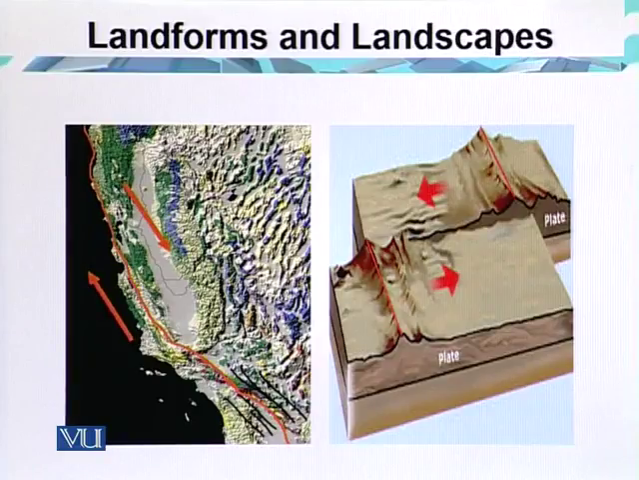So this is the North American plate, which is moving toward the southeastern part of the area, and this is the Pacific plate, which moves toward the northwestern part of the area. The rate of slippage averages about 33 to 37 millimeters a year across California.